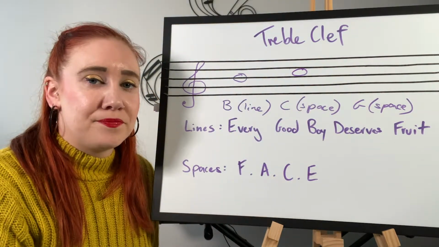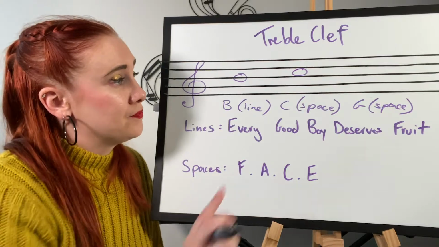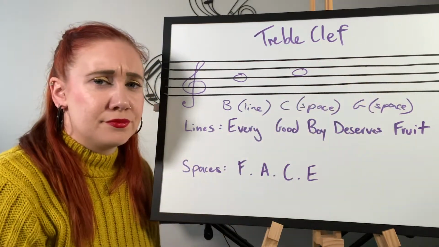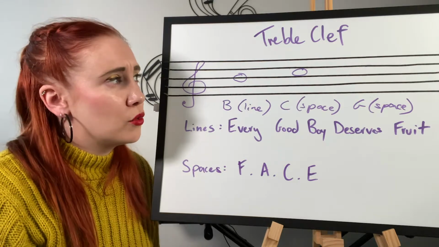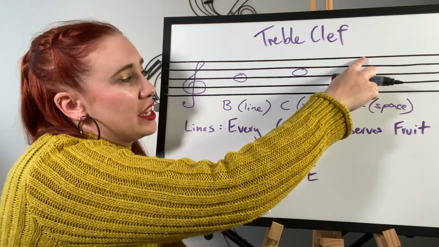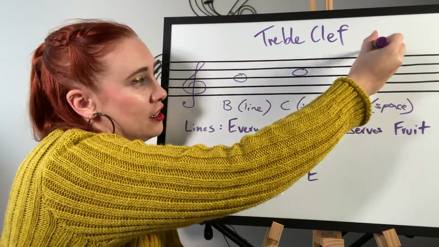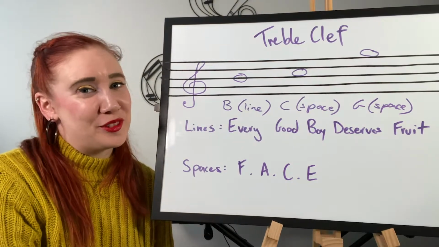And last one, G in a space. F, A, C, E. We don't have a G. What if I keep going upwards? So if I have E here, there's F, and then there's a G in a space there. And that's note naming in the treble clef.